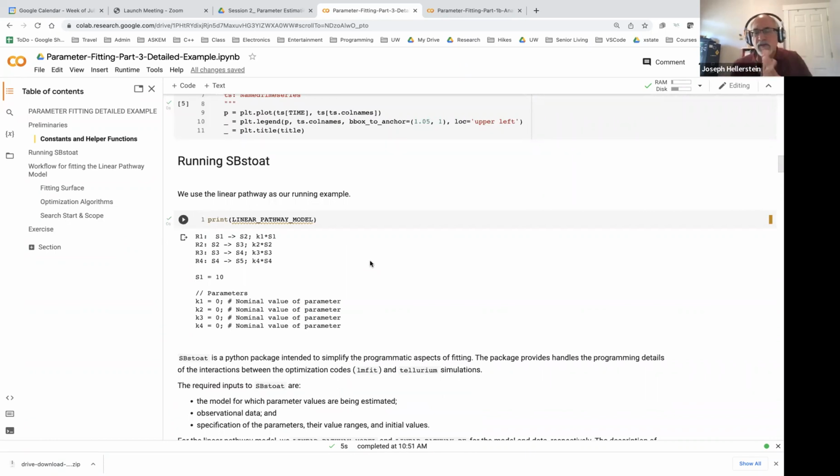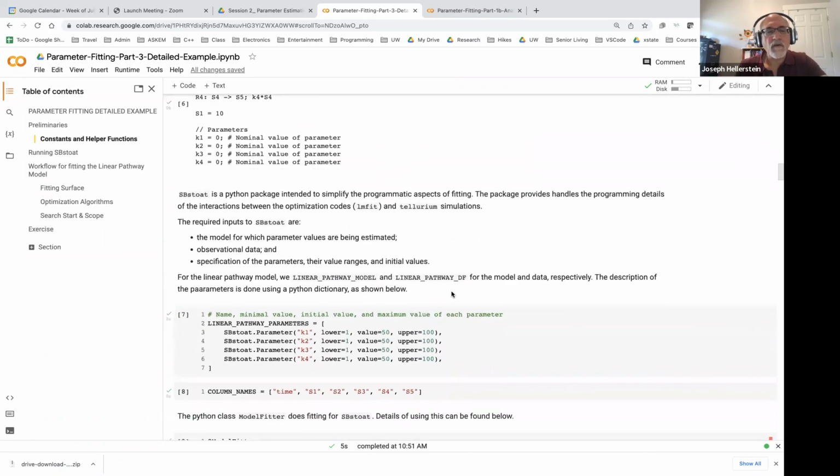Okay, so this is SBstoat, this package that I mentioned before. It's something that Herbert and I have developed. It is intended to integrate these notions of parameter fitting in the context of SBML models, and also help facilitate some of the exploratory data analysis that you need to understand what it is that's going on as you choose either different algorithms or understand the quality of the fits that are produced.